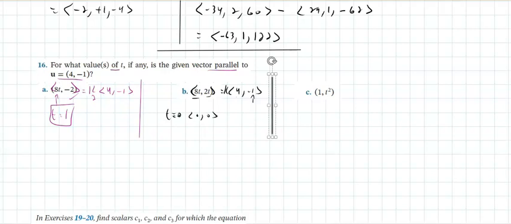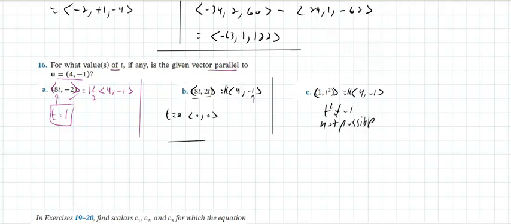And how about this vector? If I want 1, t squared, well, I want to set that equal to k times 4, negative 1. Let's see. Oh, there's no way. T squared can never equal negative 1, so this is not possible.